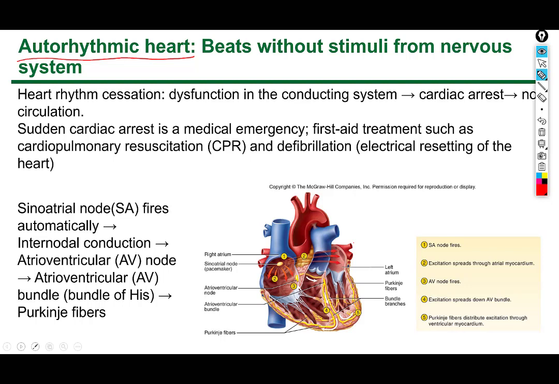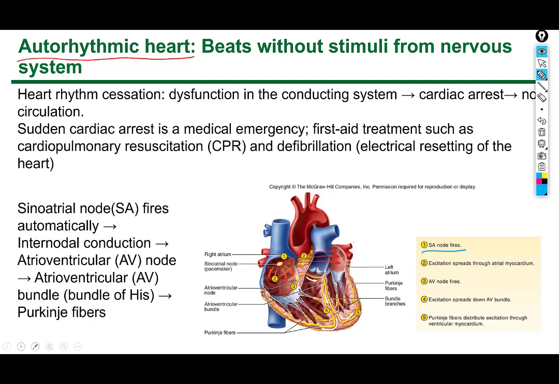So let's look at the heart a little bit before I talk about heart rhythm cessation. So we have the two top chambers, the atria, the left one and the right one. So the right atrium is home to a specialized group of cells called the sinoatrial node. I want to stress that these aren't neurons. They're cardiac muscle cells. They're just specialized. So they have something called a pacemaker potential, which I'll explain in a minute. So this fires first, and that excitation is going to spread across the interatrial septum into the left atrium.